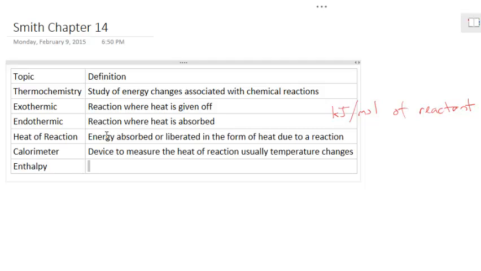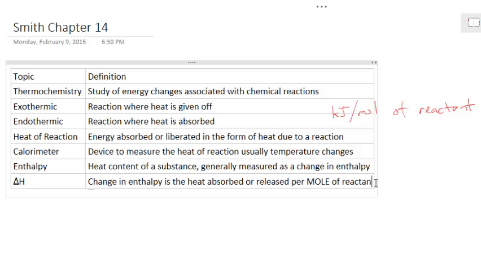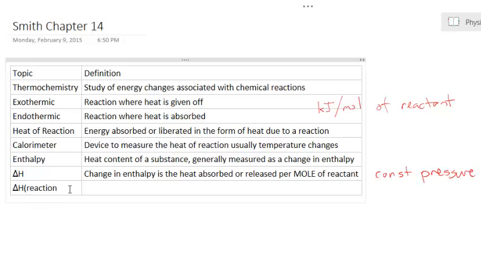Enthalpy is defined as the heat content of a substance, which includes its internal energy and is related to vibrations, rotations, and translational movements within and between molecules of a substance. However, in practice, it's difficult to measure this enthalpy, and so it is measured as a change in enthalpy and defined as delta H. Delta H is the heat absorbed or released per mole of reactant as the reaction is written at constant pressure.